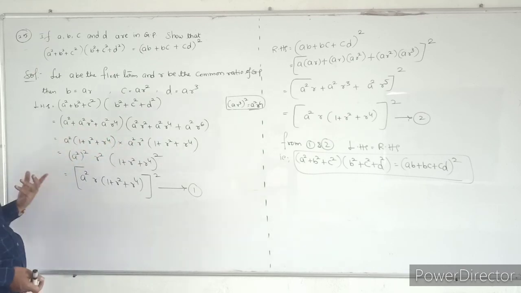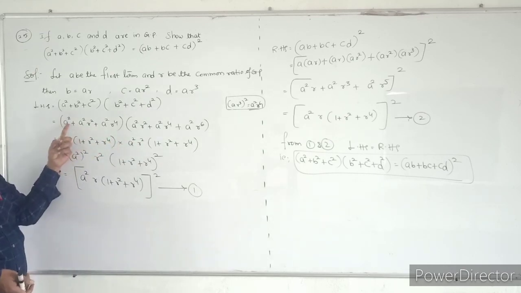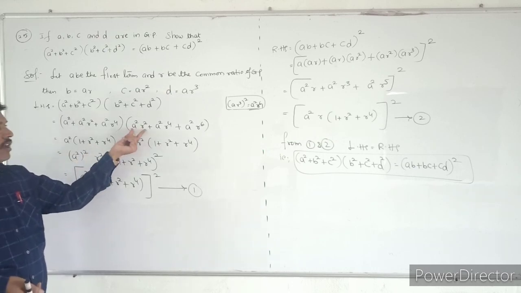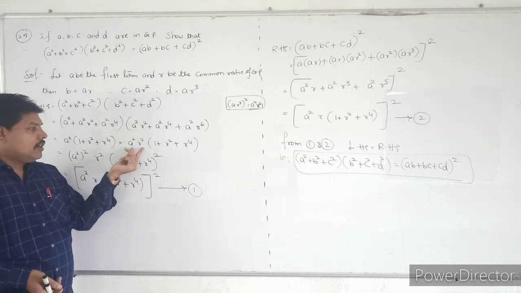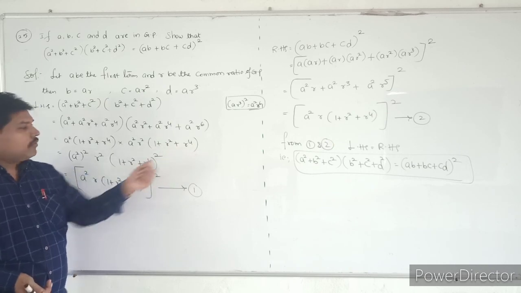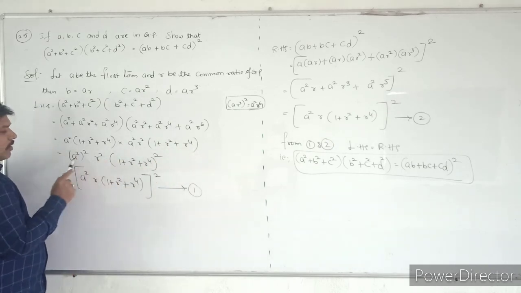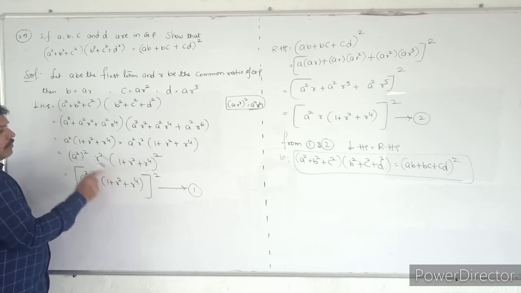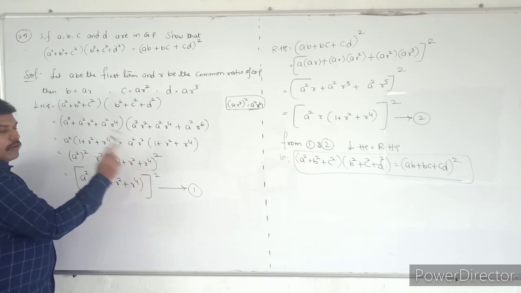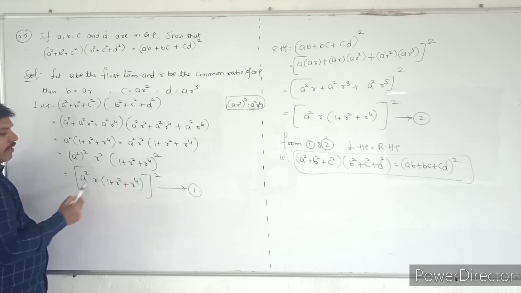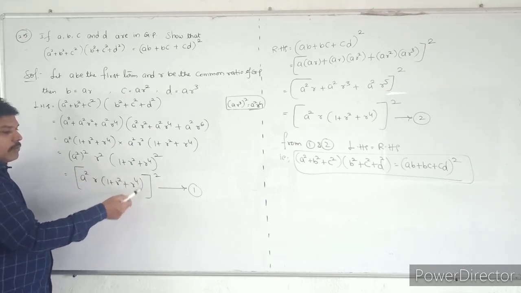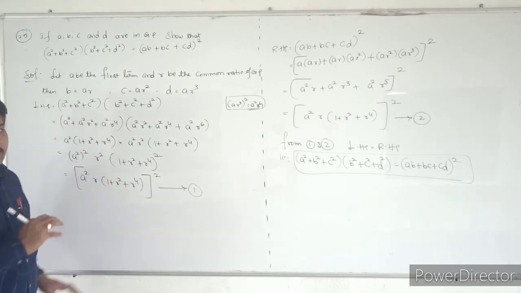So take the commons. What terms can you take? Take the first term A square common. It will become 1 plus R square plus R power 4. Take A square R square as the first term common, it will become 1 plus R square plus R power 4. A square into A square will become A square whole square into R square into 1 plus R square plus R power 4 whole square. So every term has the square, you can write it as A square into R into 1 plus R square plus R power 4 whole square. Take that as equation number 1.